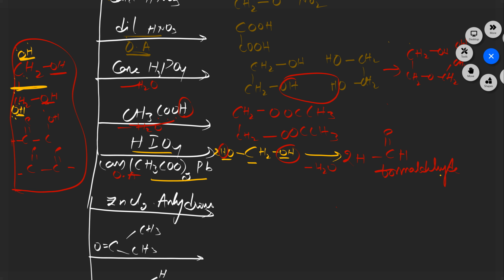HIO4 is going to break the bond between carbon-carbon if it has two adjacent hydroxyl groups, or one is a carbonyl group and one is a hydroxyl group. In other cases, it is not going to react with any molecule. In these three cases only, it is going to react with any compound, with HIO4 or lead acetate. We can take NaIO4 also, sodium periodate, in place of HIO4.